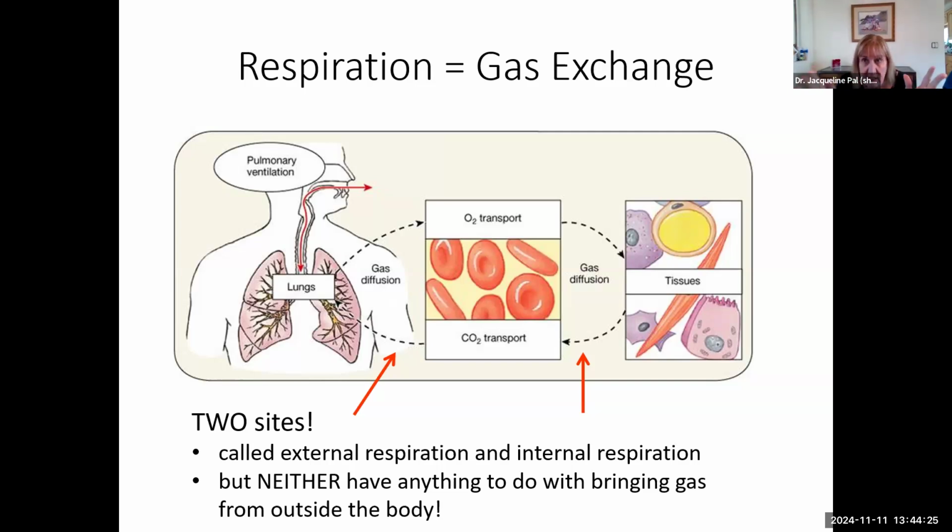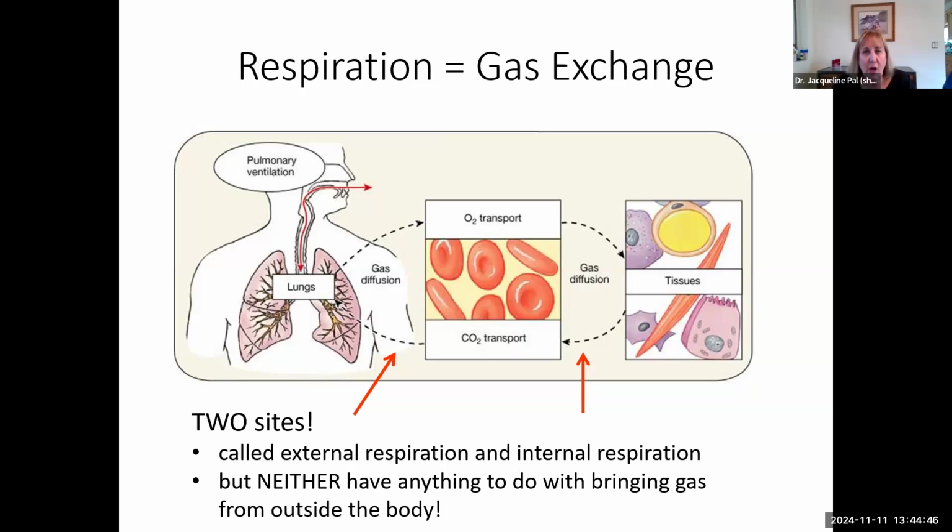And please do not fall into the trap that a lot of students do, which is they think external respiration is an exchange of air between the outside and the lungs. That is not a gas exchange. That is not external respiration. That has nothing to do with this topic.